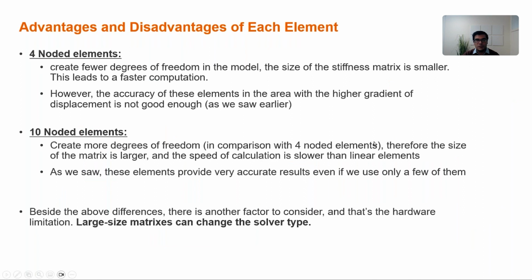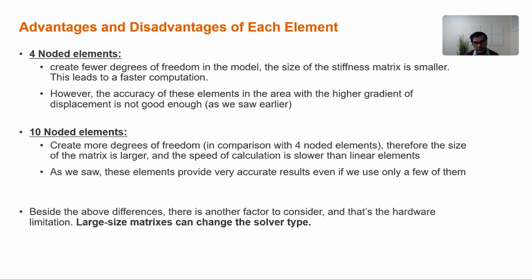Let's summarize what we just talked about. So let's see the advantages and disadvantages of each of these two element types. With 4-noded, because you are introducing fewer nodes and therefore fewer degrees of freedom to the model, the size of the matrices is smaller, so the speed of calculation is faster. But the accuracy of the result is not great.